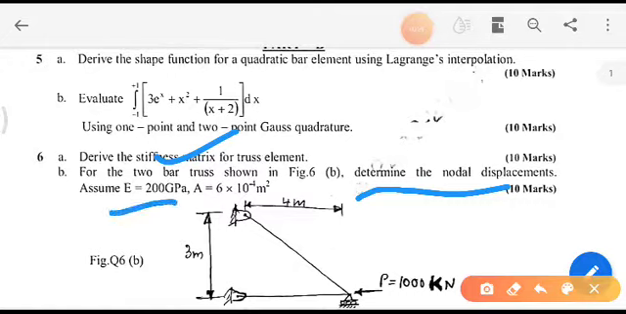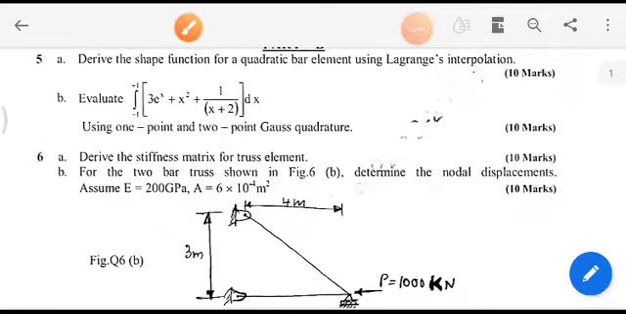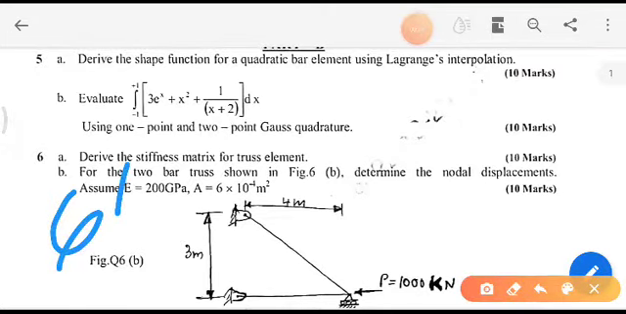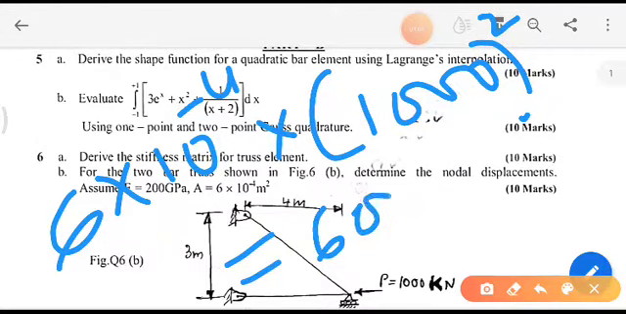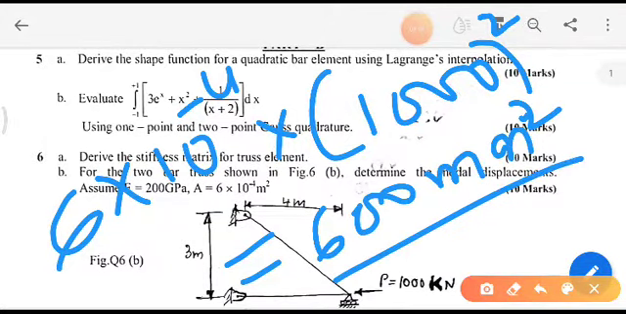Young's modulus is given, which is 200 gigapascal, which is nothing but 200 into 10 raised to 3 Newton per mm square. Cross sectional area is given, which is 6 into 10 raised to 4 meter square. So we need to convert that into millimeter. For that, 6 into 10 raised to 4 meter square, where 1 meter is 1000 millimeter, whole square. If you simplify this, you will get 600 millimeter square.